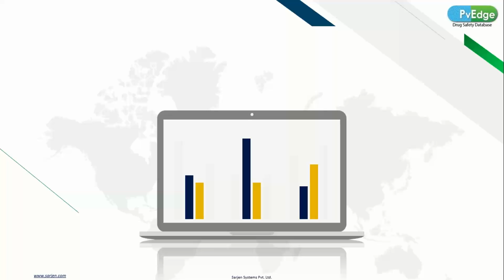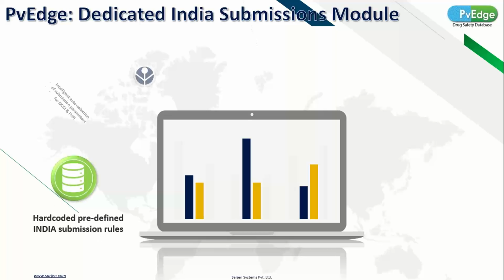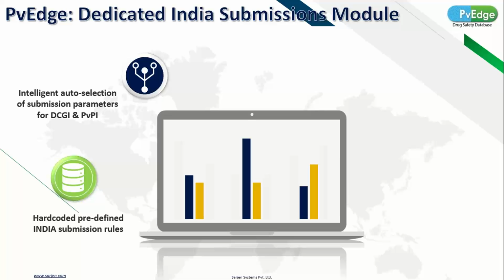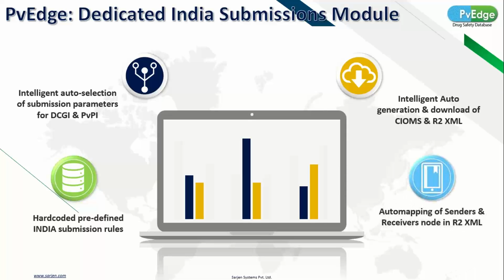So, as far as we as global safety database providers are concerned, I will highlight a few points. We have a separate dedicated India submission system in place, via which you can process your ADR reports into the database, pull out the corresponding R2 XML and SIOMs from the database, and go ahead with the India submissions.